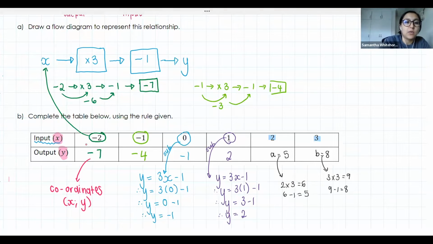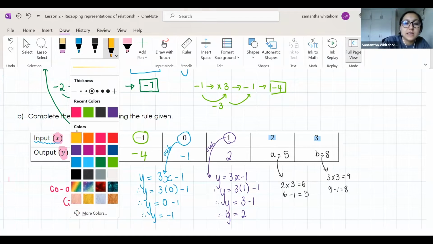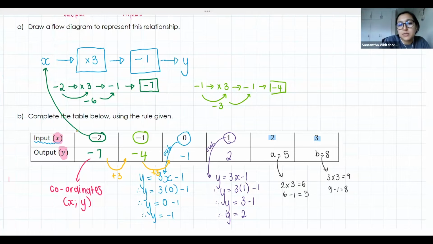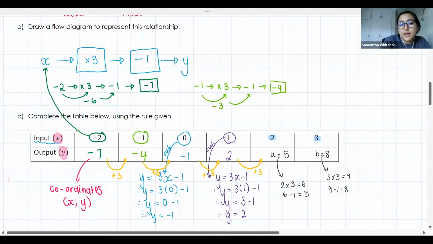Another thing I just want to remind you is if we go and have a look at this pattern, we can very clearly see, hopefully, that each time I'm adding 3. So -7 plus 3 is -4. -4 plus 3 is -1. -1 plus 3 is 2. 2 plus 3 is 5.